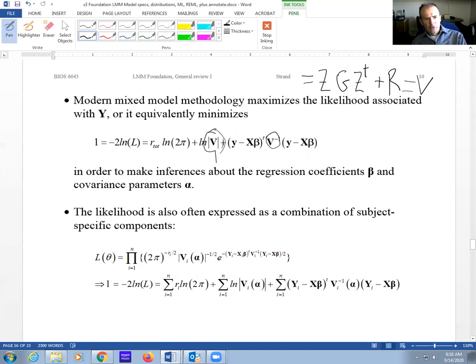Or an alternative way is to not have a random intercept and then specify the compound symmetric structure on R, and that gives you the same V. Okay, so there's different formulations that lead to the same model, and when you maximize the likelihood, we're just dealing with V. We're not dealing with G and R individually. So that shows us why you can fit the mixed model different ways.